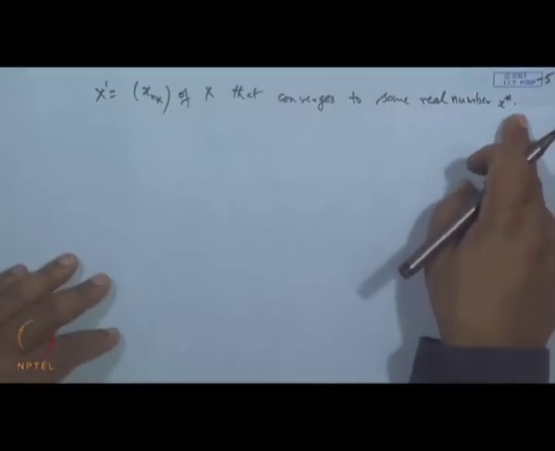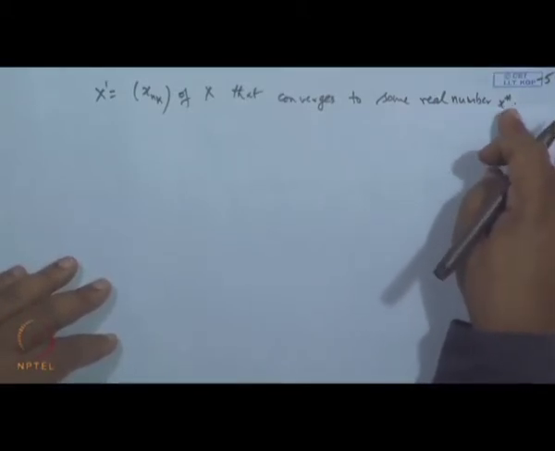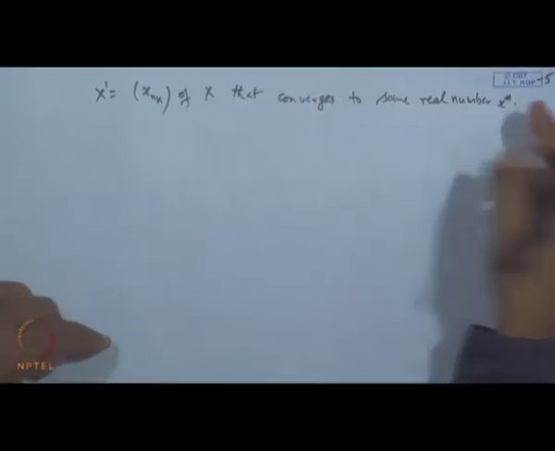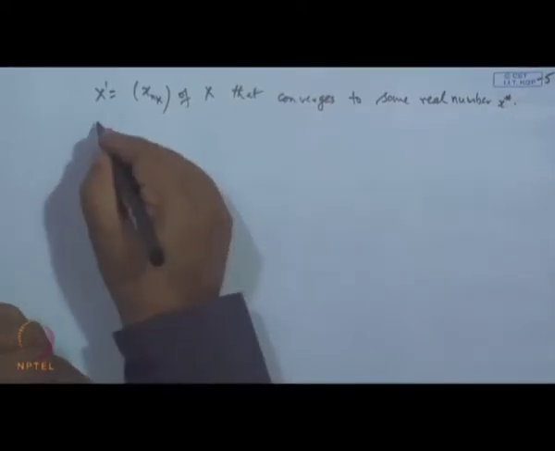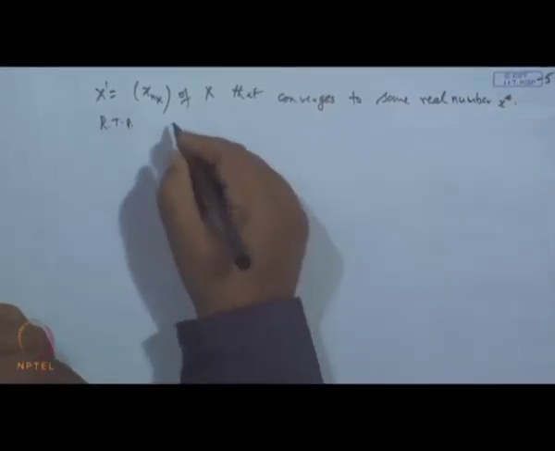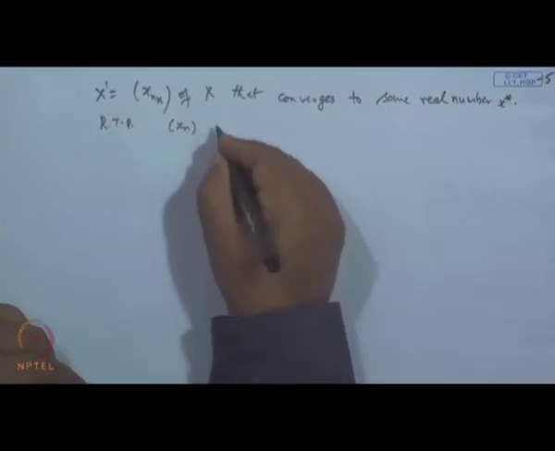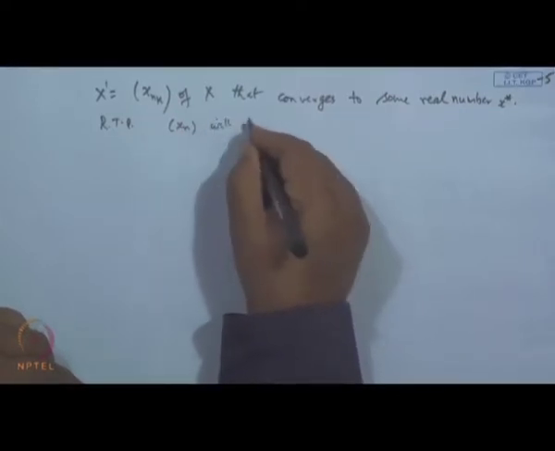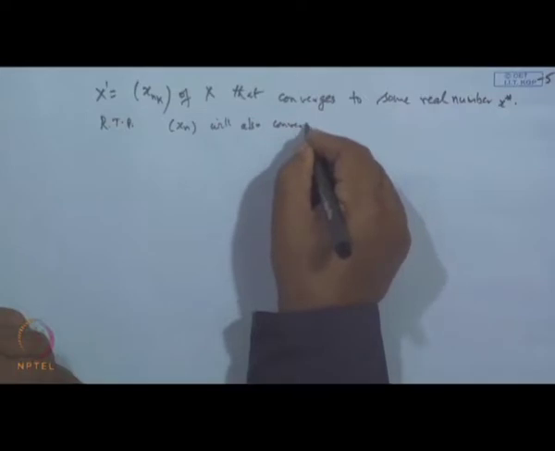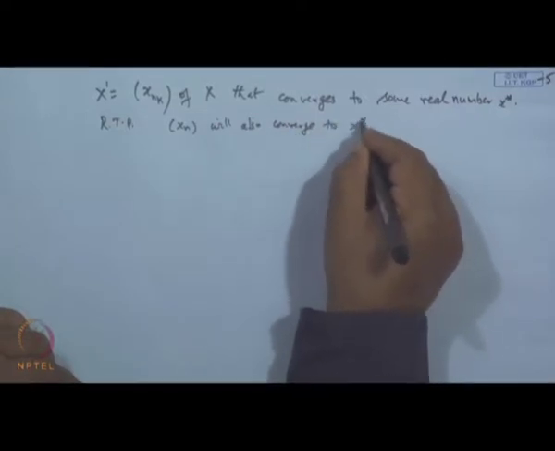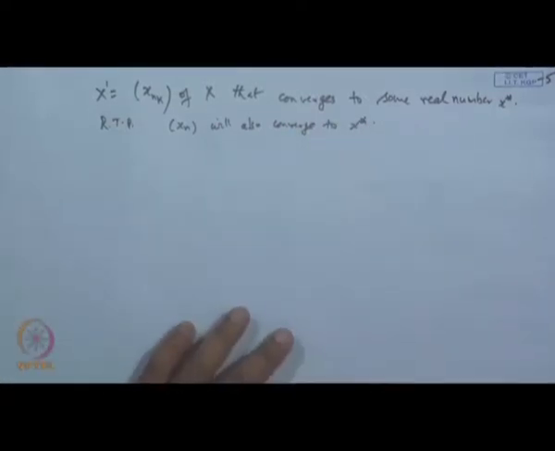Now, if I prove that our sequence x_n also converges to the same number x star, then the result is complete. So, what is required to prove is that the sequence x_n will also converge to x star. This is our problem to solve. Okay. So, let us see how to.